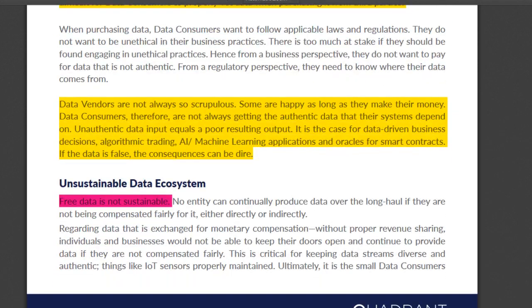So data vendors are not always scrupulous. Some are happy as long as they make a buck. Data consumers, therefore, are not always getting the authentic data that their systems depend on. Unauthentic data inputs equal a poor resulting output. In this case, for data-driven businesses, decisions, algorithms, trading, AI, machine learning applications, or oracles for smart contracts, if the data is false, the consequences can be dire.